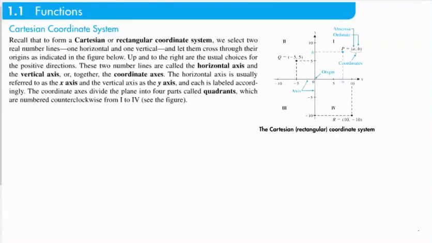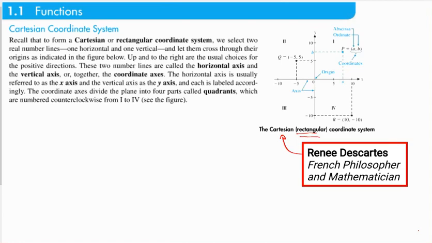This is Applied Calculus, Lesson 1.1 on functions. Our textbook begins with a review of the Cartesian coordinate system. The Cartesian coordinate system is also known as the rectangular coordinate system, and the word Cartesian comes from the mathematician René Descartes.